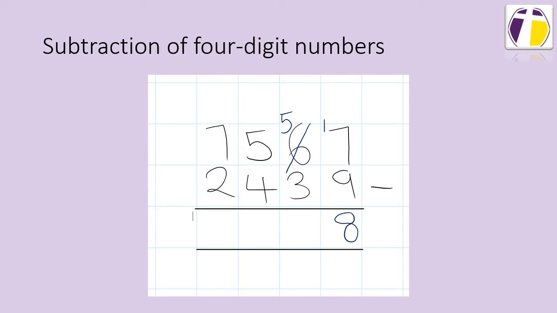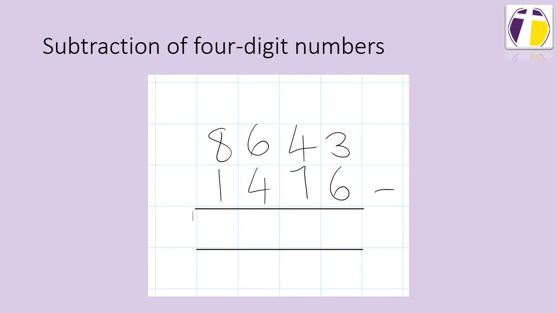Now my 6 tens has changed to a 5, so it's now 50 take away 30, which is 20. 500 minus 400 is 100, and 7,000 minus 2,000 is 5,000. Looking at another example of one. As you can see, 3 minus 6 I cannot do. So I need to borrow a 10. And this time, 13 minus 6 equals 7.